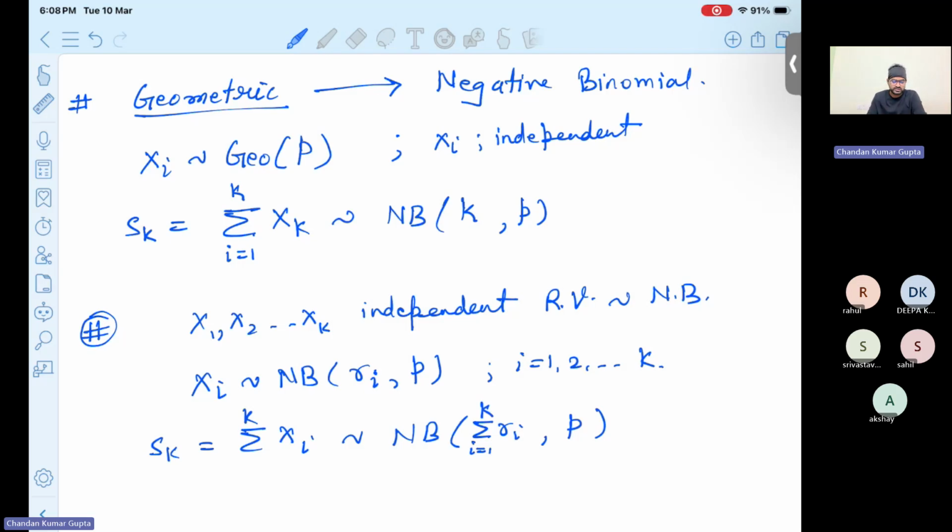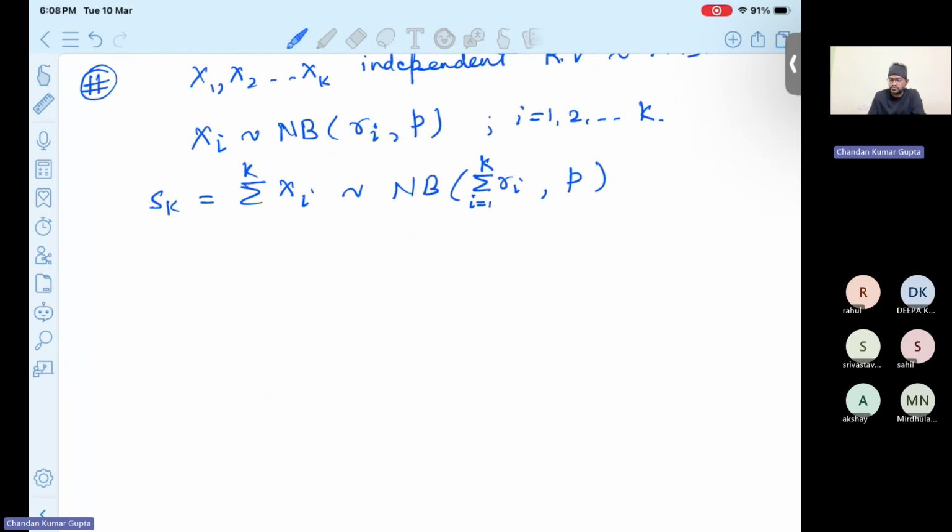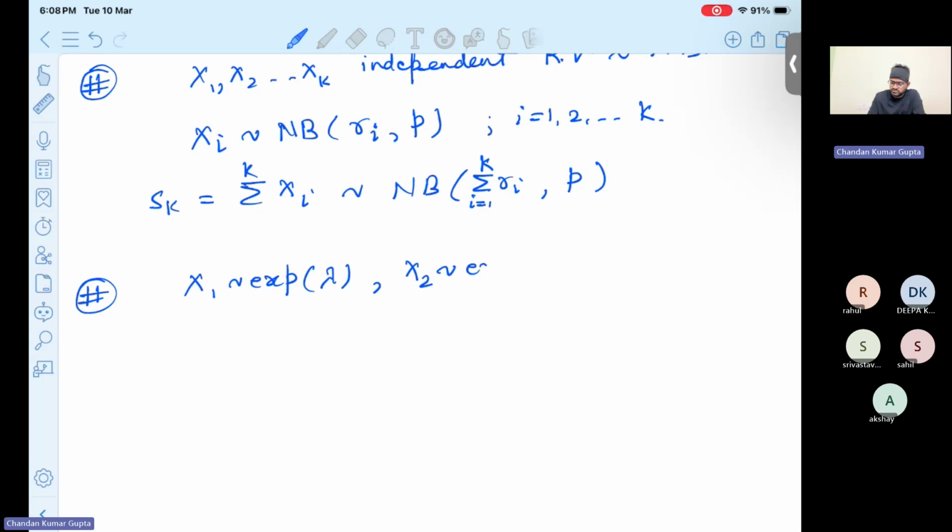So these are additive properties of different distributions in the discrete case. Also, we have the continuous case as well. Suppose X1 follows exponential(lambda), X2 follows exponential(lambda), and Xk follows exponential(lambda).